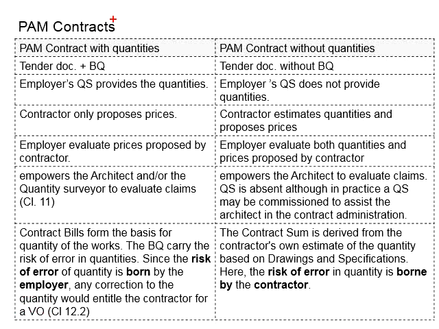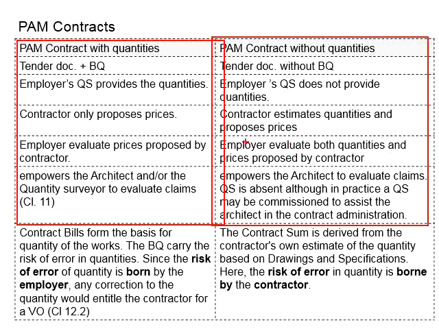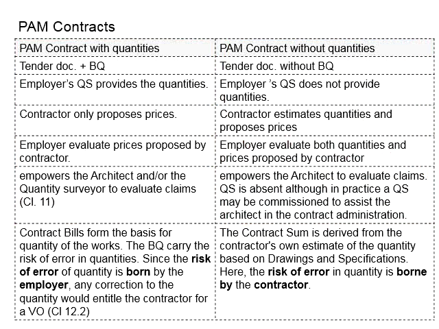Now, if you look at the fundamental mechanism of these two types of PAM contract, you will be able to see who is going to take responsibility in terms of the errors in estimating the quantities. You see the PAM contract with quantities, the BQ is provided by the employer. Should there be any errors in estimating the quantities, the risk will be borne by the employer.